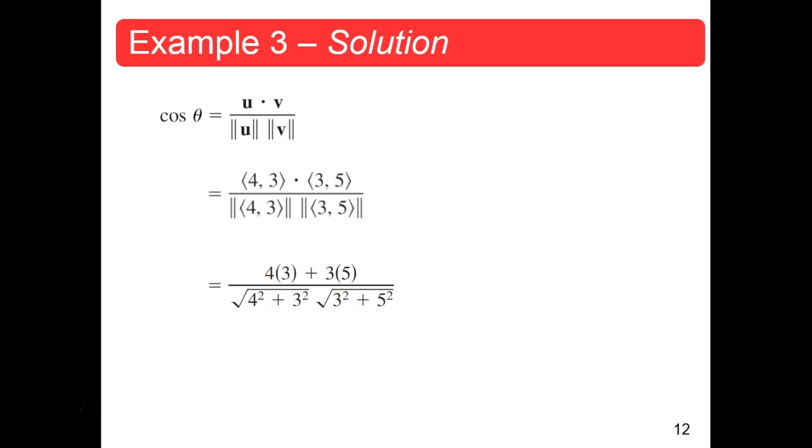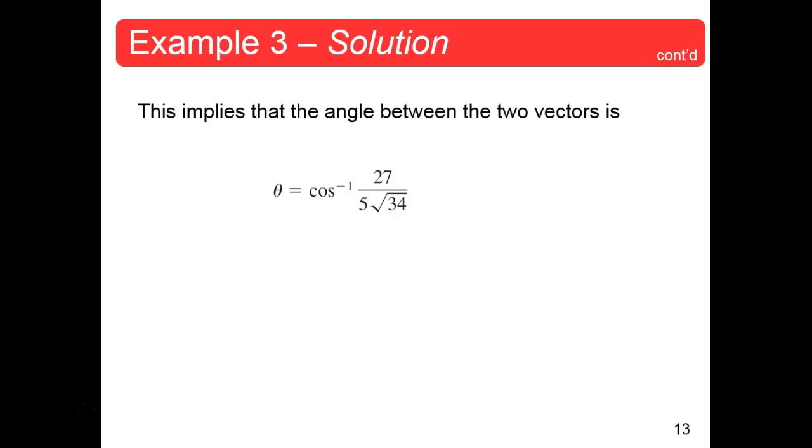It just happens to be they have a 3 in each place. It's this 4 times that 3 plus this 3 times that 5. And then the magnitudes, of course, use those same ones: 4 squared plus 3 squared, 3 squared plus 5 squared. And that would give us 27 over 5 root 34. Now, that implies that the angle between those two vectors is the inverse cosine of that number, whatever that turns out to be.